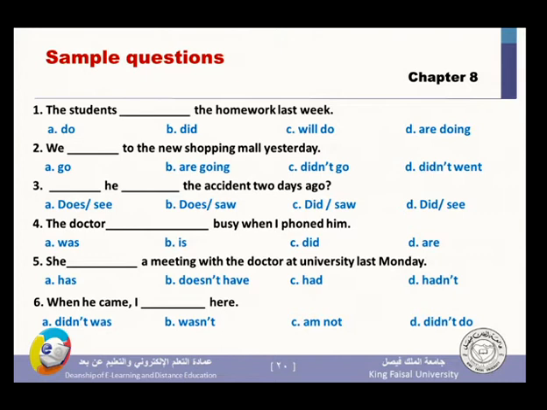We to the new shopping mall yesterday. Go, wrong, present. Are going, continuous, wrong. Didn't went, wrong, because once I say did, the verb has to become go. So didn't went, wrong. Didn't go is the correct answer. As I told you, once you say did, the verb is to be in the present, not in the past. They didn't go, they didn't eat, they didn't sleep, and so on and so forth.